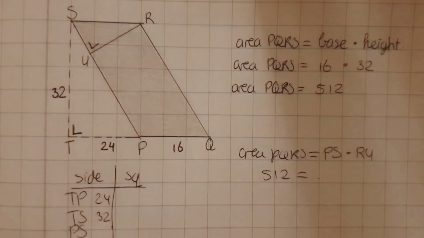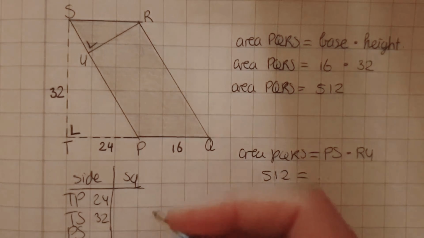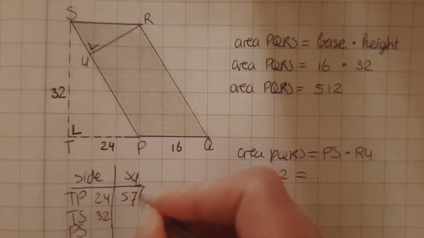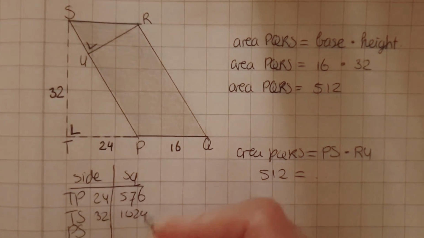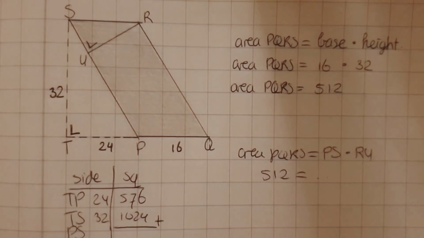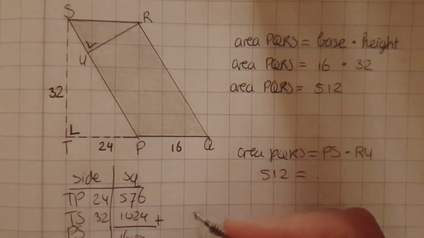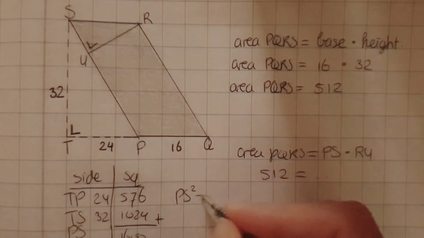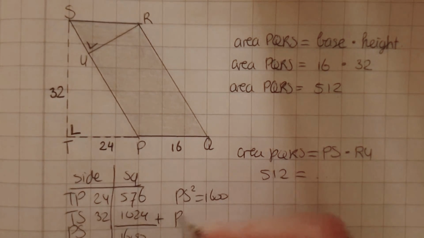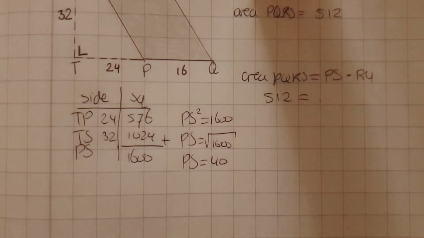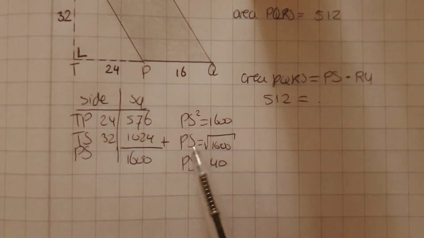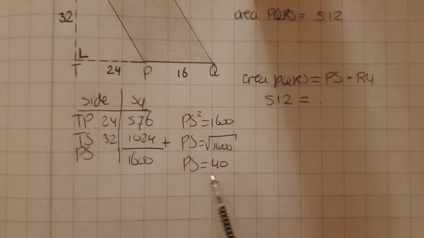24 squared is 576, and 32 squared is 1024. Those two numbers plus each other, and that is 1600. So that means that PS squared is 1600. PS is square root 1600, which is, of course, 40. So now you can see it. PS is square root 1600 and PS is 40.